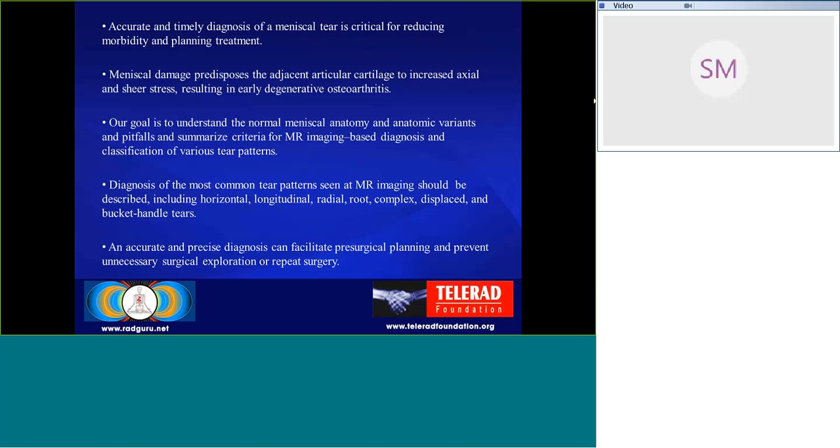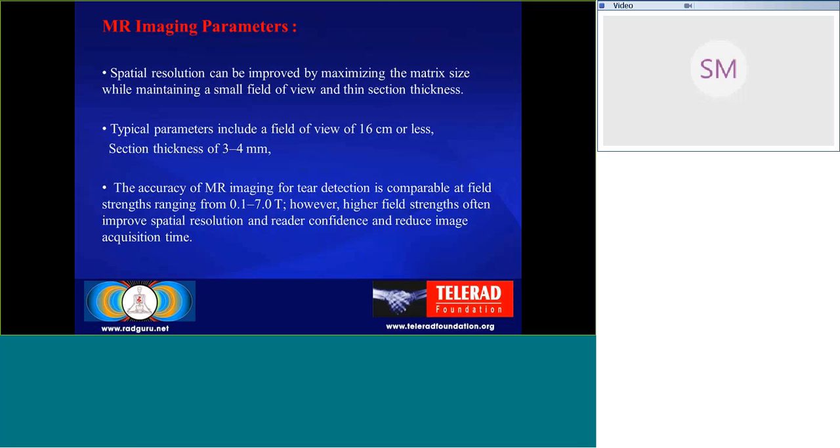The diagnosis of the most common tear patterns seen at MR imaging should be described, including whether it's a horizontal type of tear, longitudinal, radial, root tear, or whether it's a complex tear, whether the fragments of the menisci are displaced or not, like any bucket handle tears, etc. So an accurate and precise diagnosis can facilitate the pre-surgical planning and prevent unnecessary surgical exploration or repeating surgery.